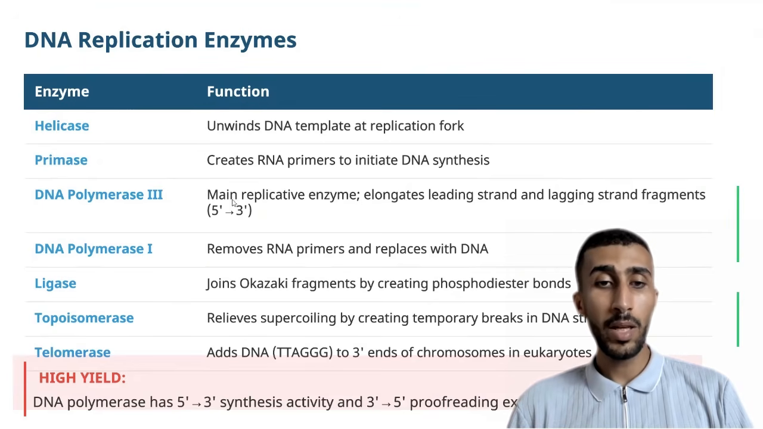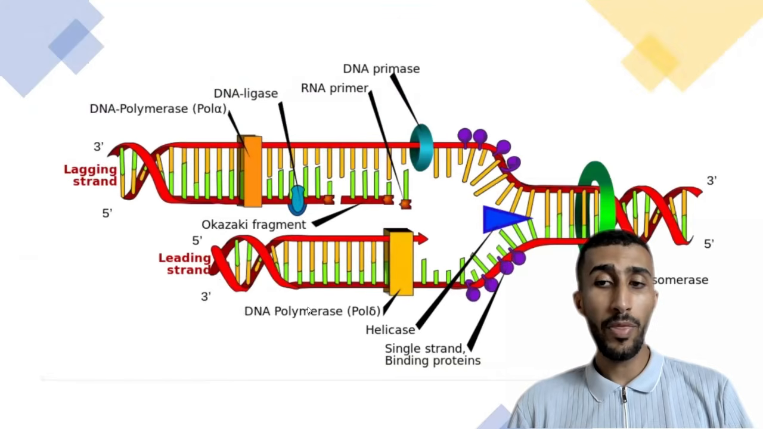DNA polymerase 3 is the main replicative enzyme, elongating the leading strand and the lagging strand fragments from 5' to 3', while DNA polymerase 1 removes RNA primers and replaces them with DNA. The enzyme ligase joins Okazaki fragments by creating phosphodiester bonds between different Okazaki fragments. Topoisomerase acts on the outside of the whole structure to smooth it and make the strand ready for the helicase to do its job.